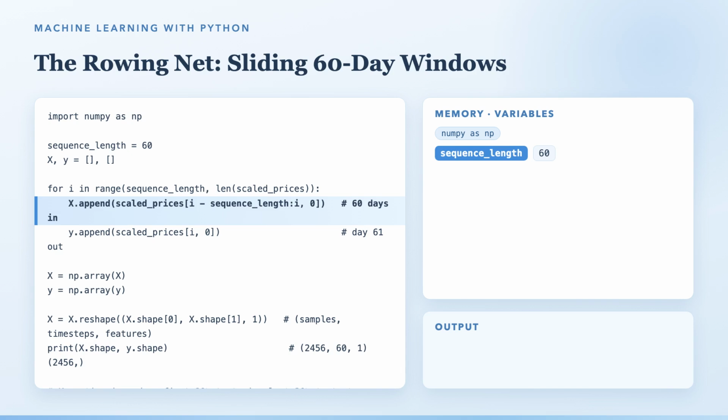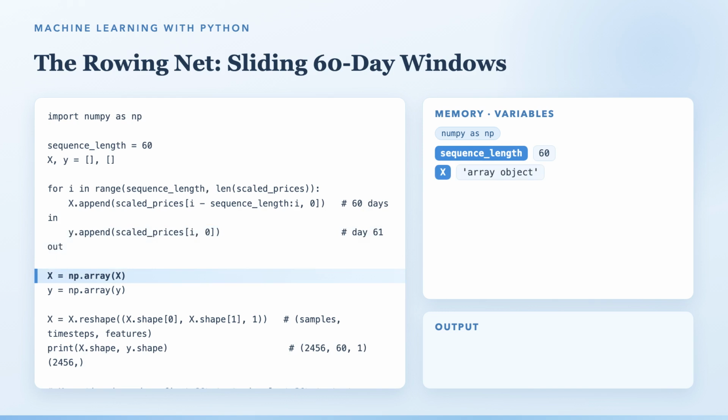2,456 little stories. The reshape at the end is just packaging. Samples. Time steps. Features. The shape Keras expects. And notice how we split for testing. No shuffling. The first years for learning. The most recent for the exam. We never let the model peek at the future.